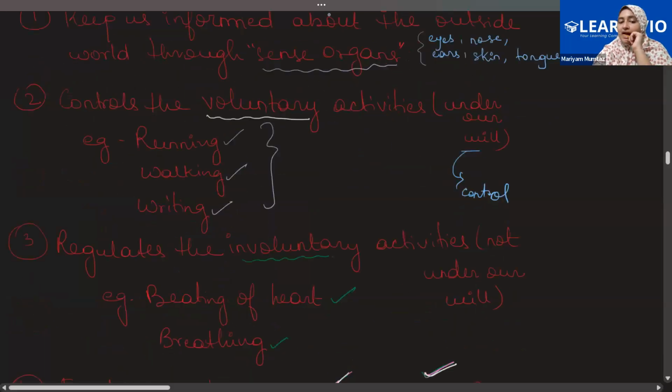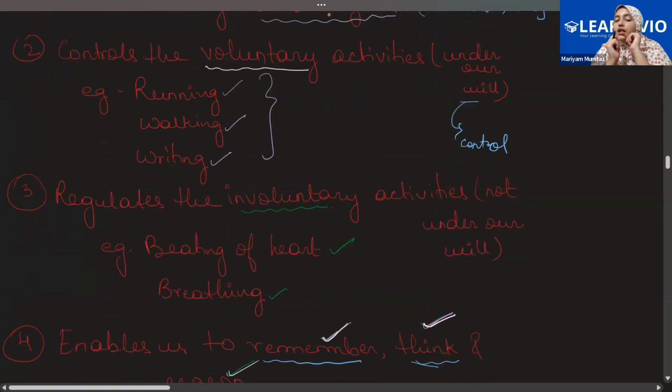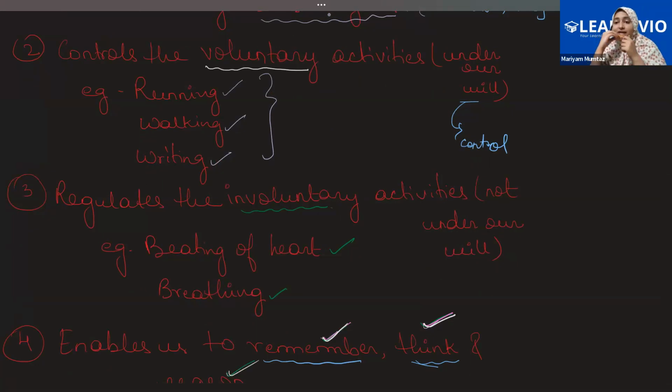Now, all those activities that are not under your control, that you cannot control, but it happens. Like when we sleep, do we have to be reminded to breathe? Or do we have to wear something or put on something so that our heart beats throughout the night while we are sleeping? Do we have to do that? No, ma'am, we don't have to do that. Why? Because it is something that is regulated by the nervous system.